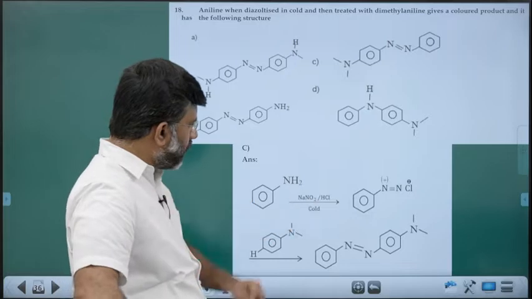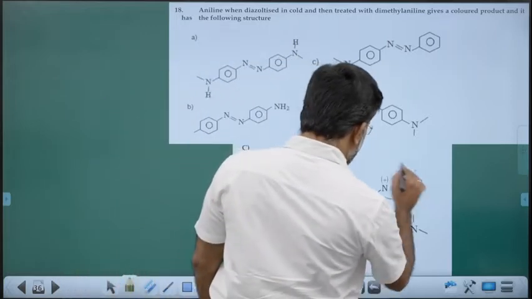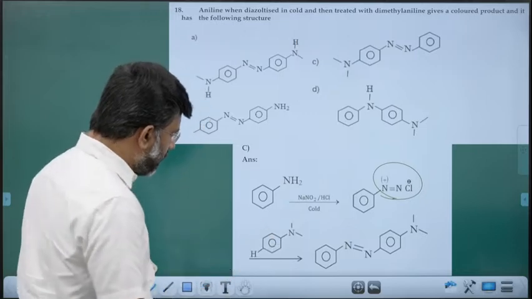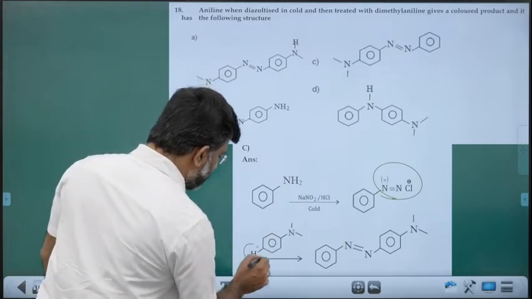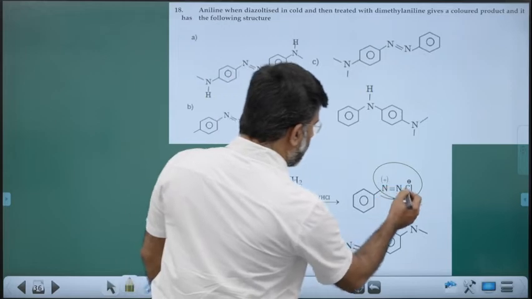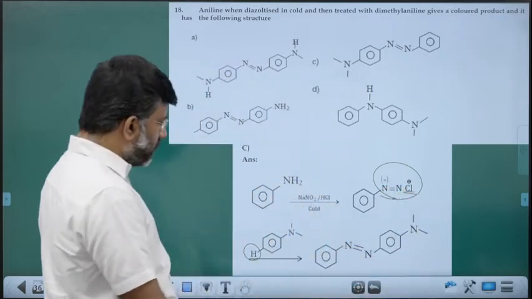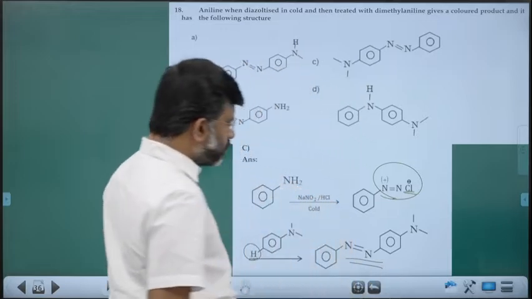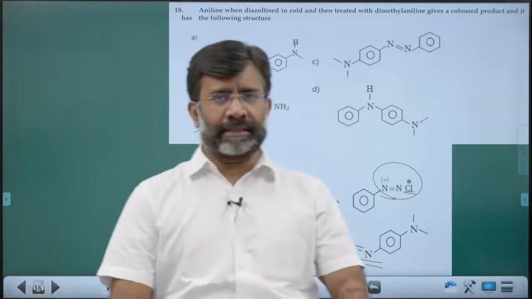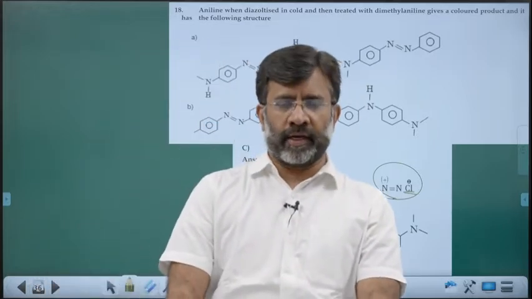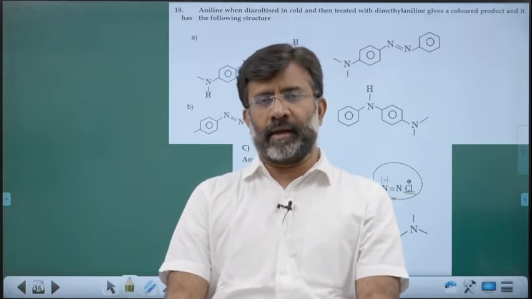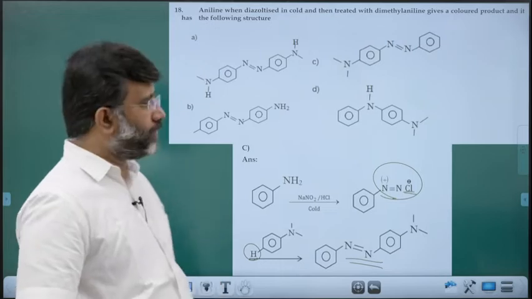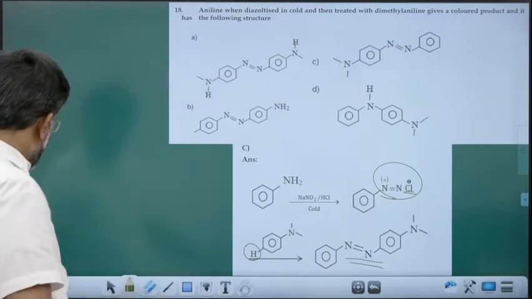Aniline treated for diazotization gives benzene diazonium chloride, and that is treated with N,N-dimethyl aniline. It is attacking here, at the para position, by electrophilic substitution reaction, and you are getting the azo product, N,N-dimethyl azobenzene. That is the product. Coupling reaction. Next one.